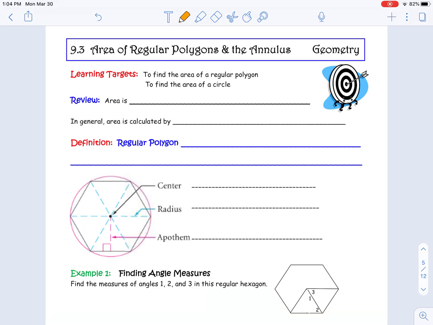And on to the final video of Digital Learning Week 1. We're going to talk about the most interesting kinds of area problems now. Really start building into them for next week. And those are area problems dealing with regular polygons.